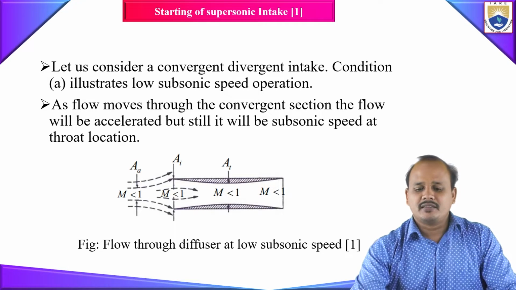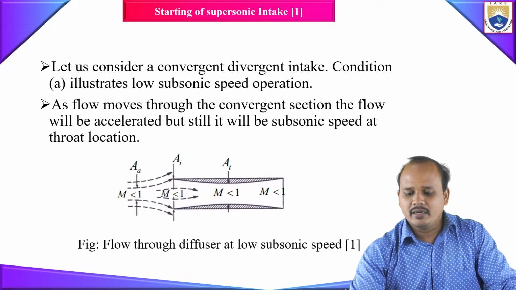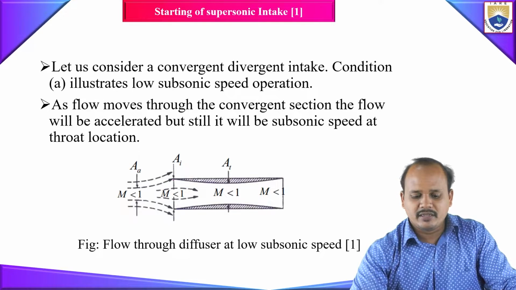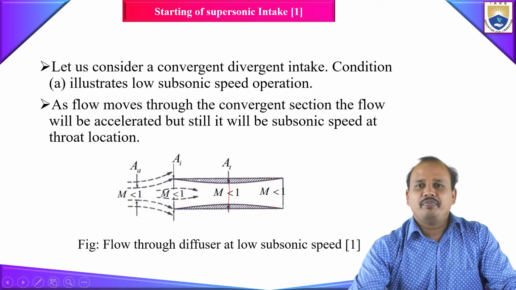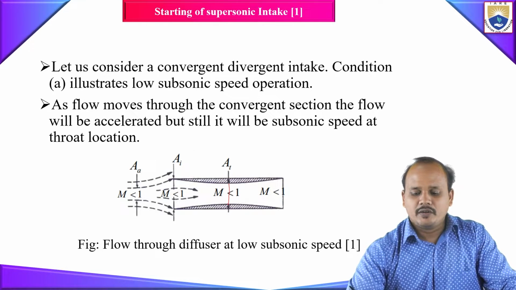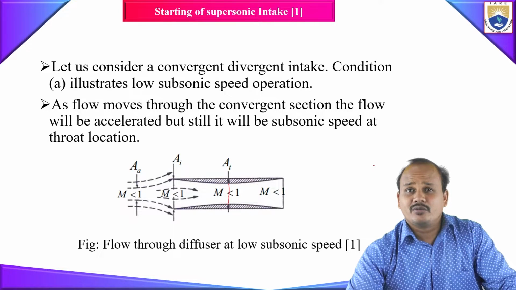So let us consider a convergent divergent intake. As you can see here, this is a convergent section. At the throat location, your area is minimum, and then it becomes a divergent section. Let's say a case where your aircraft has just started its flight, that is, it is climbing, or we will just say it is flying at a low subsonic speed.